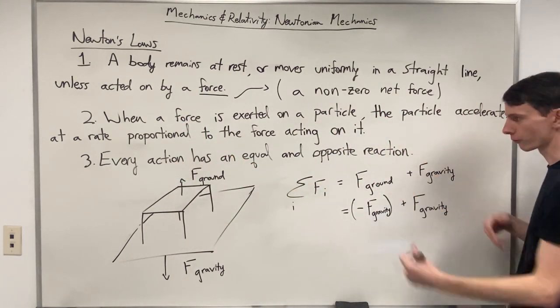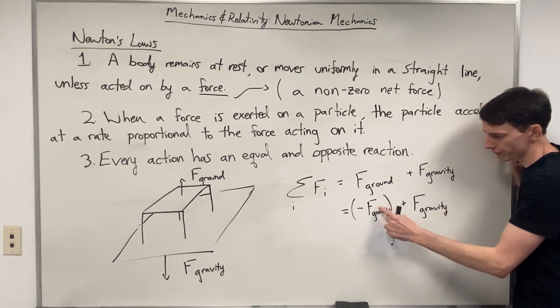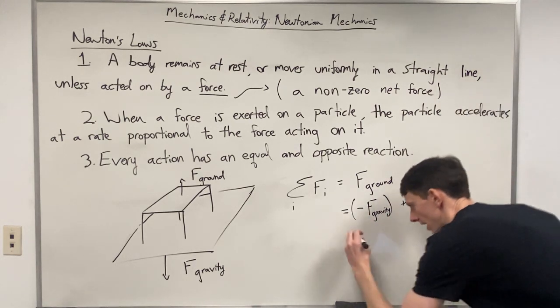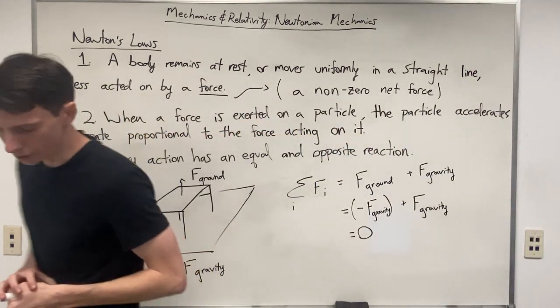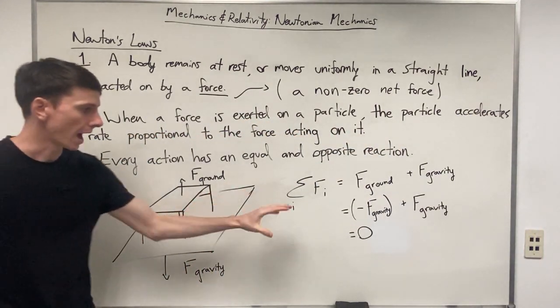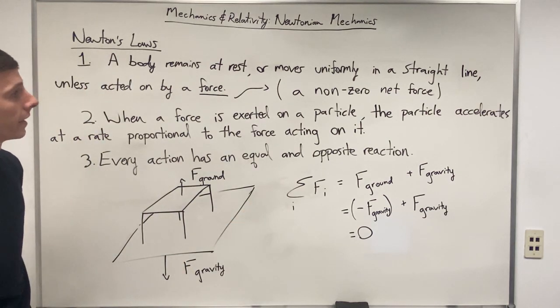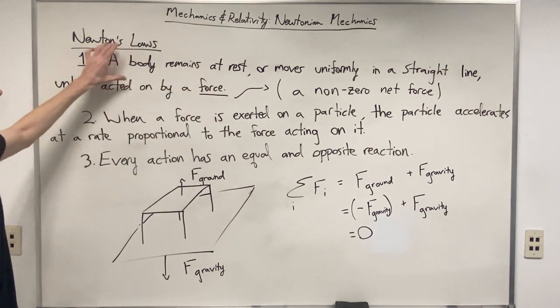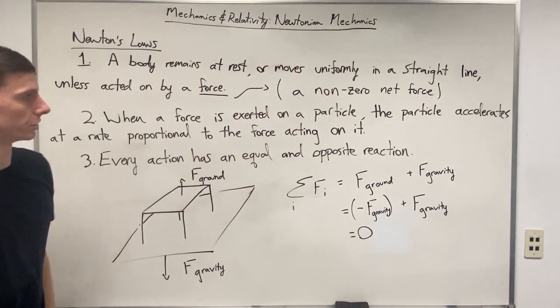So this is the net force acting on the table, and then we can see that regardless of what F sub gravity is, we have the negative of that plus itself, and that needs to be 0. So this is an instance where the net force acting on this system right here is 0. And because we have a 0 net force, the body is going to remain either at rest or move uniformly in a straight line.